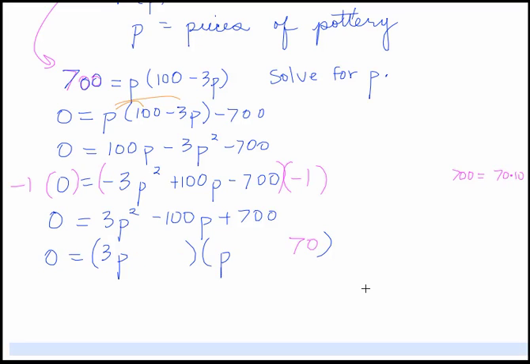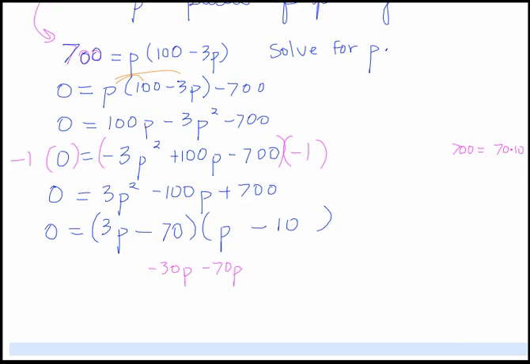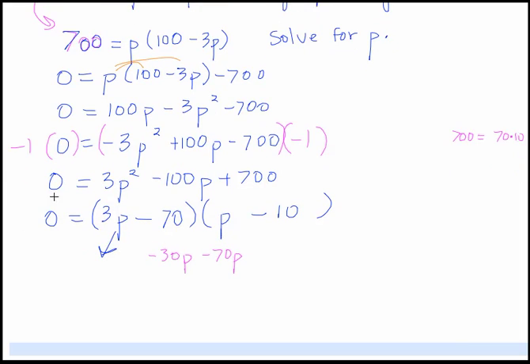Let's try putting p minus 10 here. That will give me, for my outside term, 3p times negative 10 is negative 30p. Then I would want, yeah, this might work, because then I can put the 70 here, so negative 30p, then my inside term would be negative 70p, which does add to negative 100p. So that works, nice. So then let's set each factor equal to 0. So 3p minus 70 equals 0, and p minus 10 equals 0.